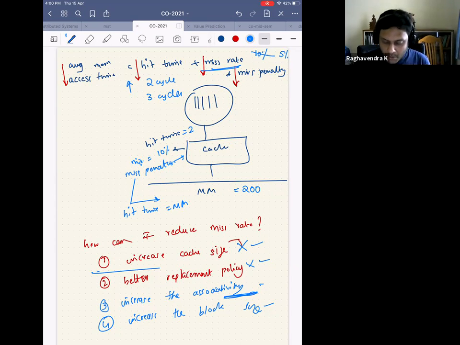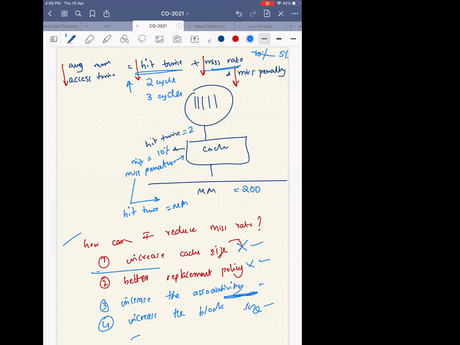Okay, so now let's say I don't want to decrease the miss rate. Maybe I've found the best design choice for the cache size, the associativity, and the block size. I've come up with a good choice for it. But I still want to decrease the average memory access time. So the next thing I will do is reduce the hit time. So how can I reduce the hit time?